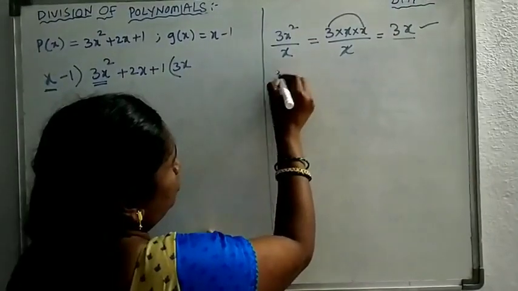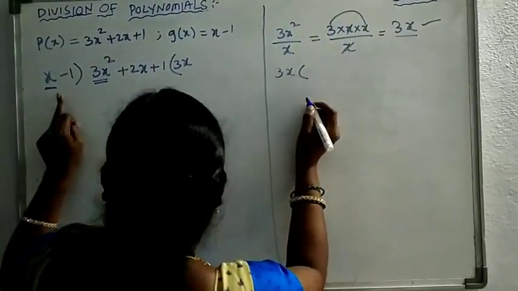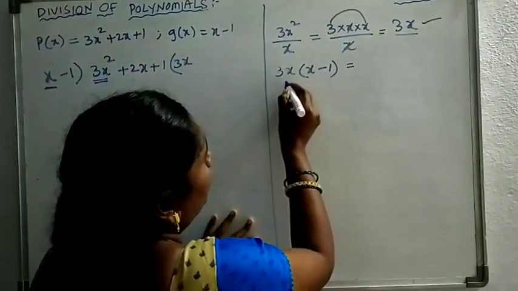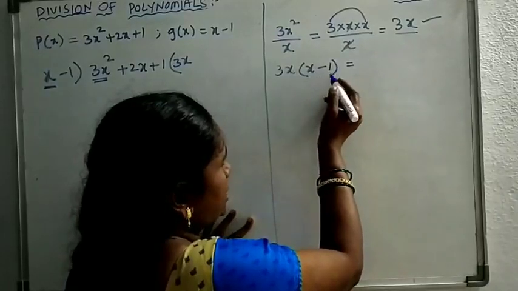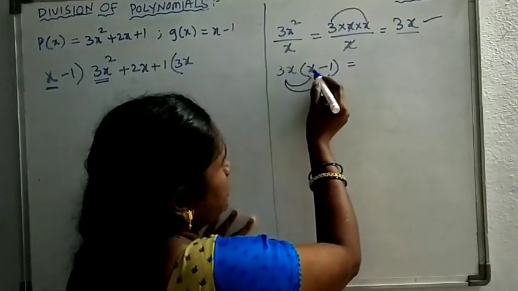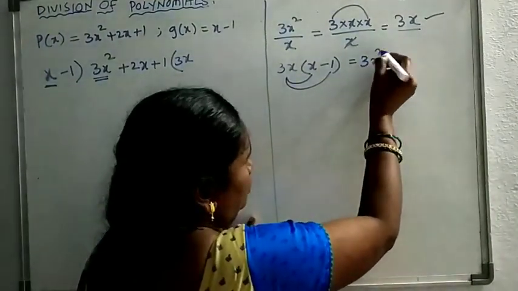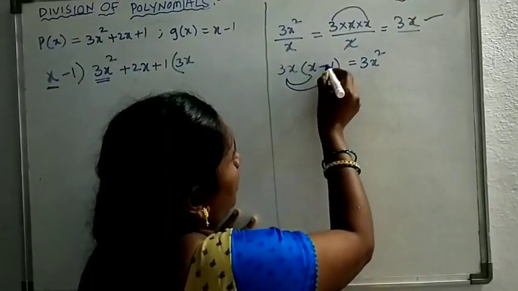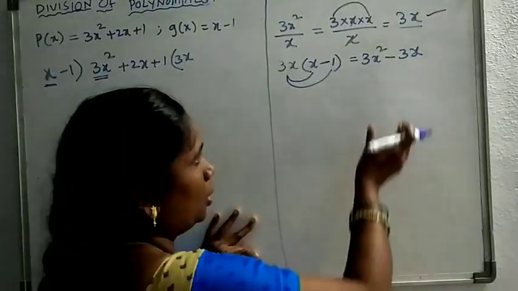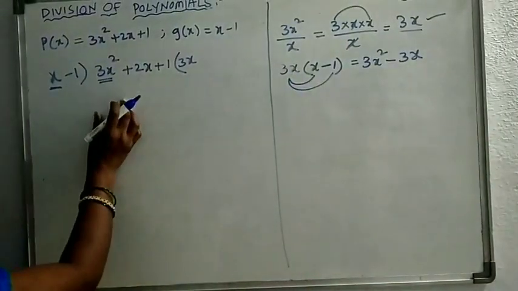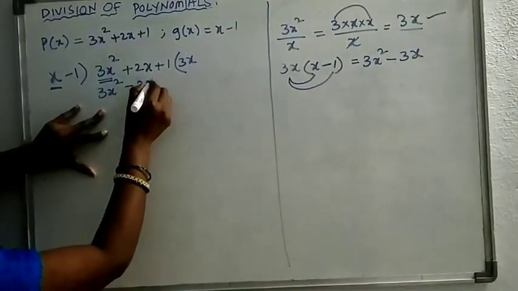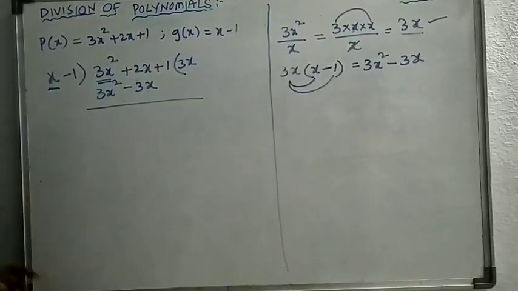Now, what we have to do? Multiply this 3x with the divisor x minus 1. Now, how will you do 3x into x minus 1? 3x multiplies each and every term. 3x into x. It is x into x, x square. Minus 3x into 1. It is 3x. Now, we have to write this term under dividend. 3x square minus 3x.